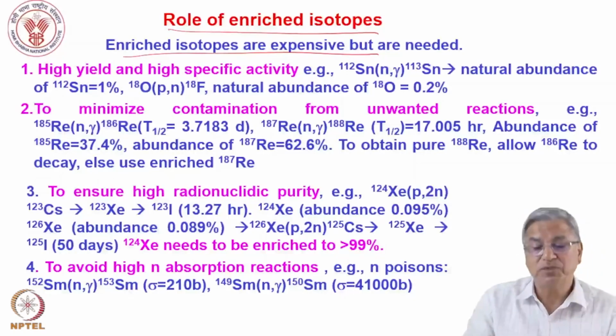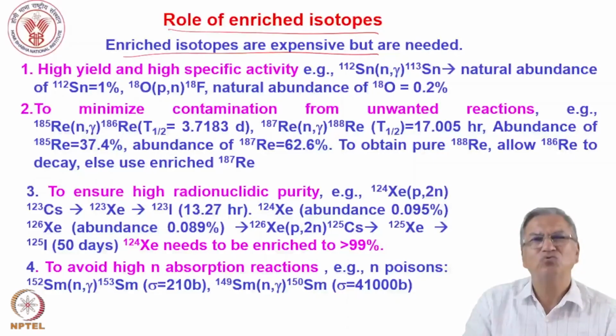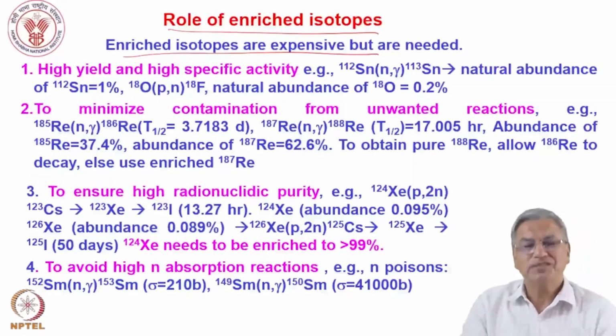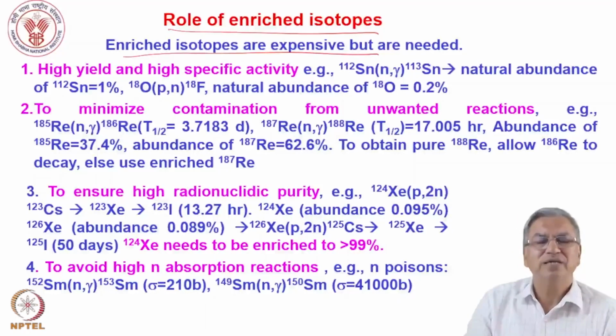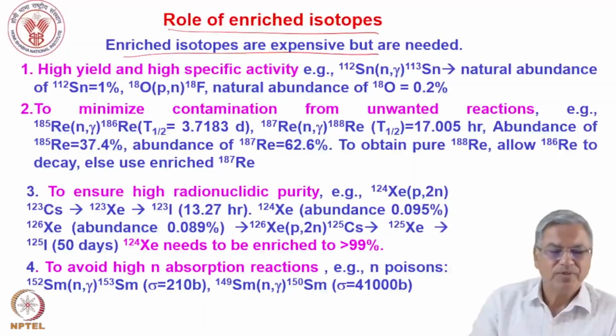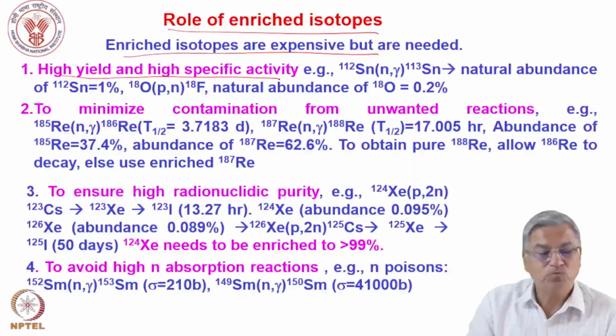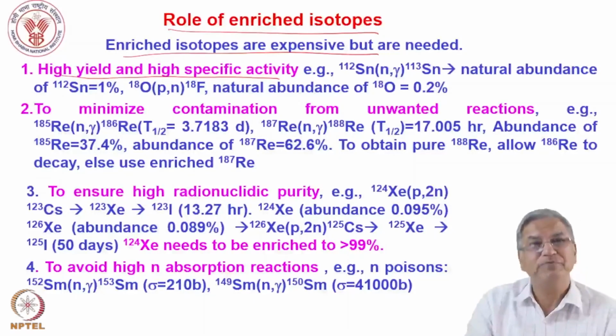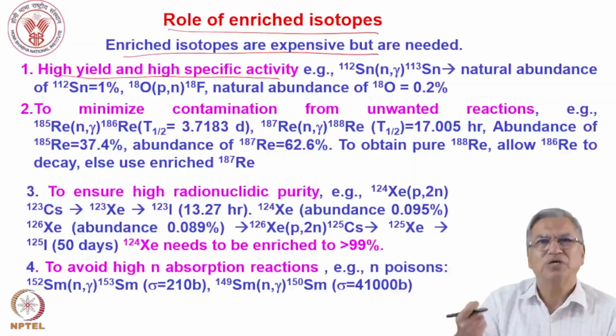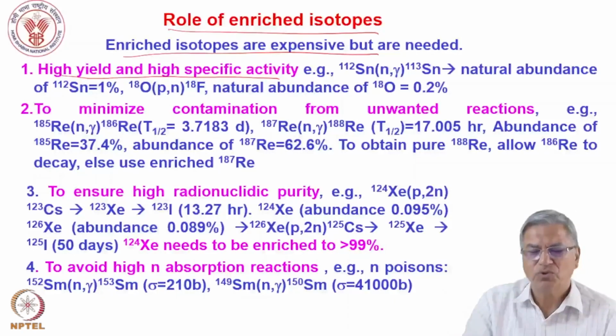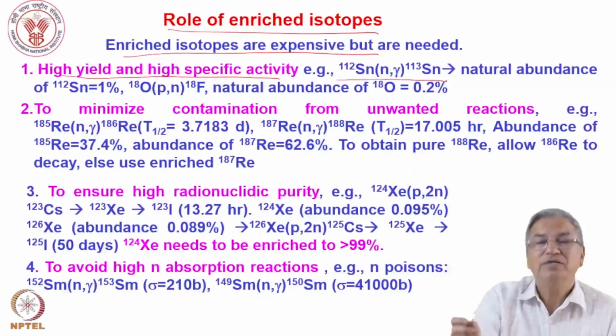And isotope enrichment is a very expensive process, so that adds cost to the whole production of the radioisotopes. They are expensive, but many times they are inevitable. You cannot afford to not have the enriched targets. So I am just giving you some examples. What are the situations in which you need the enriched targets? There are situations where you want the radioisotope with high yield and high specific activity. For that, the target atom should contain only the required isotope. That time you cannot have the other isotopes.